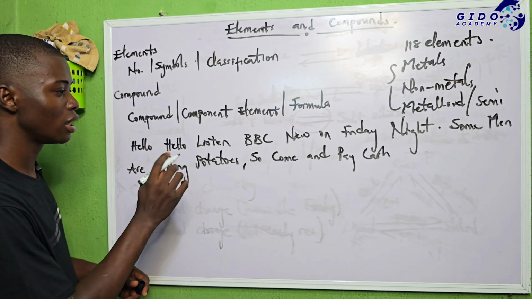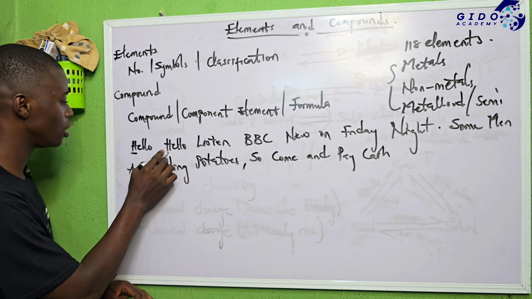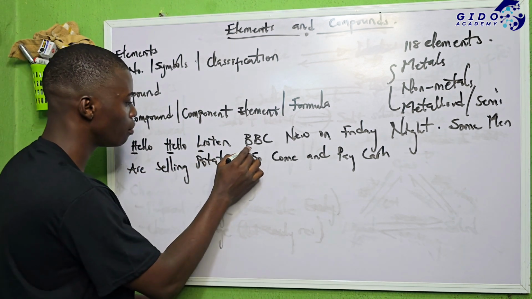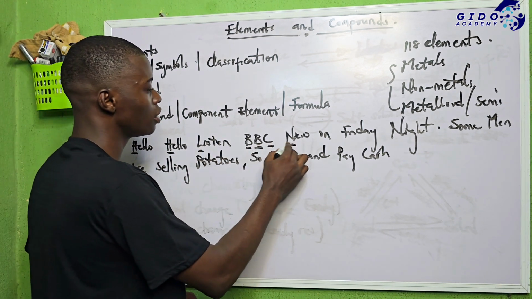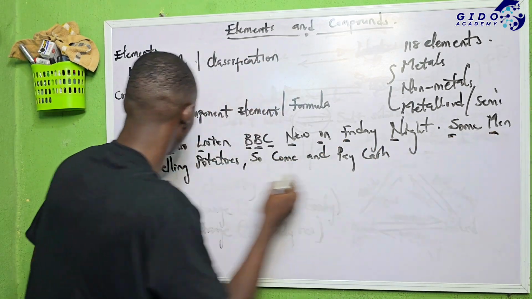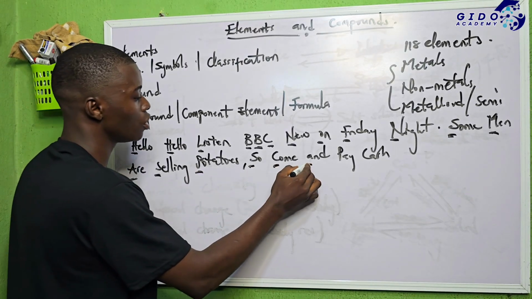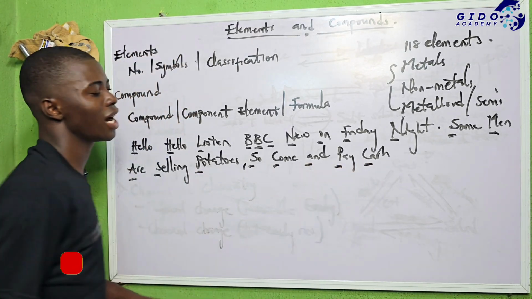Now, let's start the whole work. H stands for what? Hydrogen, helium, lithium, beryllium, boron, carbon, nitrogen, oxygen, fluorine, neon, sodium, magnesium, aluminium, silicon, phosphorus, sulfur, chlorine, argon, potassium, and calcium.